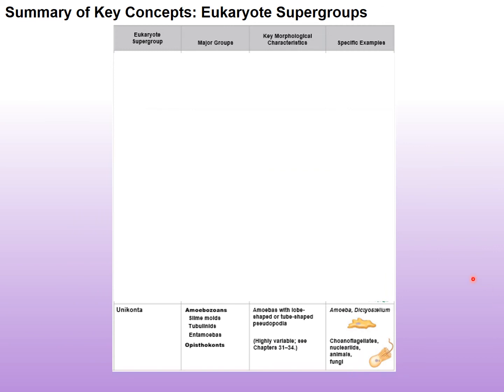This is a summary of the Unikonta. So remember, Unikonta divide into the two groups, Amoebozoans and the Opisthokonts. The Opisthokonts include those ancestors of animals and fungi, and the Amoebozoans further divide into slime molds, tubulinids, and the Entamoebas. And remember, the slime molds, there are Plasmodial slime molds and cellular slime molds.